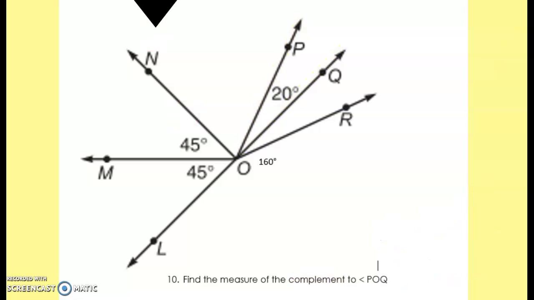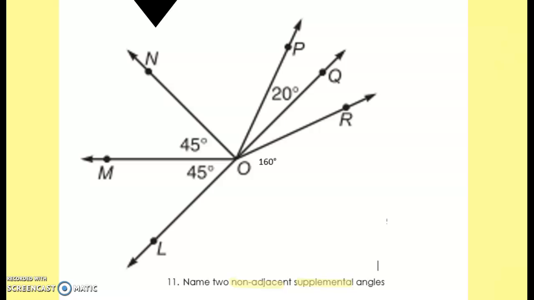All right, last question here, guys. 11, name two non-adjacent supplementary angles. So again, key vocab words in here, non-neighboring angles that equal 180 degrees. So non-neighboring equaling 180 degrees.